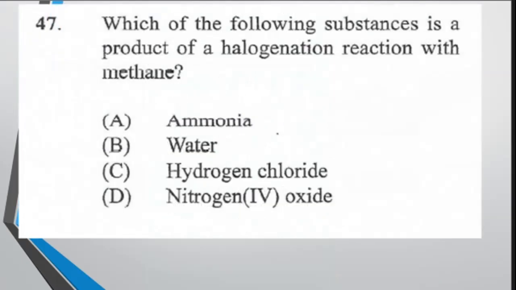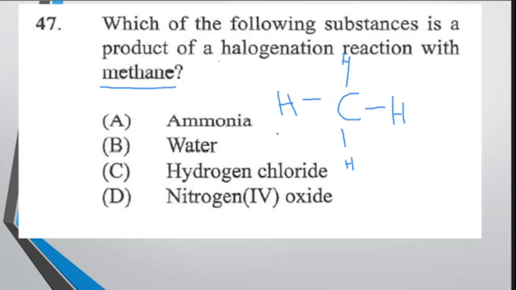All right, question 47. Which of the following substances is a product of a halogenation reaction with methane? All right, so how do they expect us to know that? Okay, so let's see what methane is. Methane has the formula CH4. So I have C with 4 hydrogens bonded around. You have CH4.